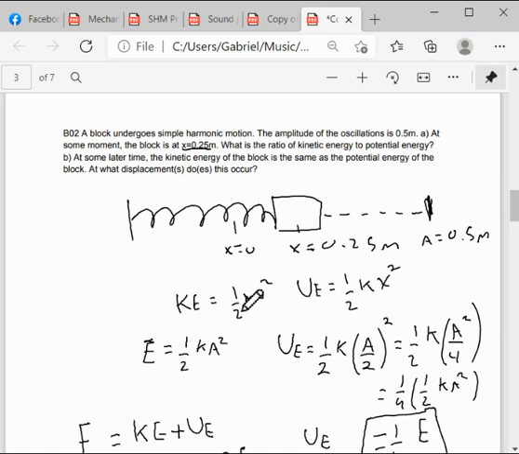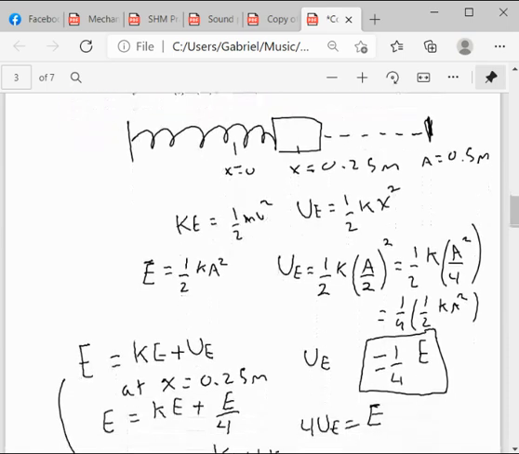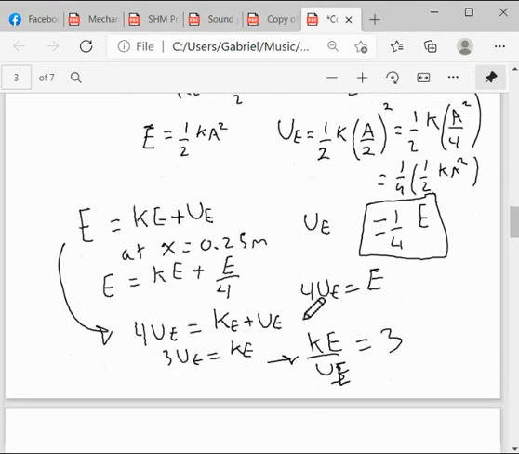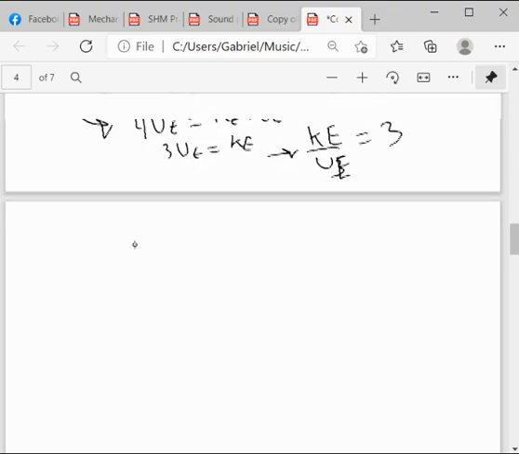So that's it for part A. Part B asks about a point where the kinetic energy of the block is the same as the potential energy of the block, and it wants to know at what displacement this occurs. That is asking basically to just go with what it says.